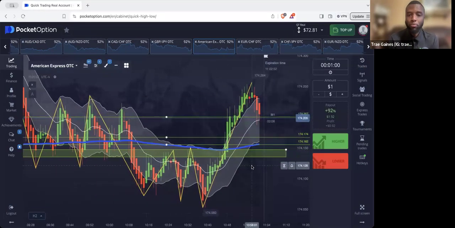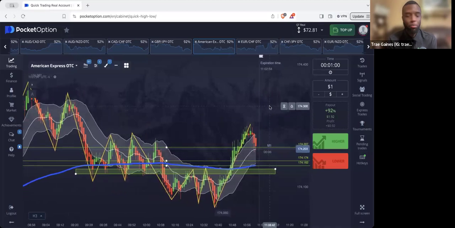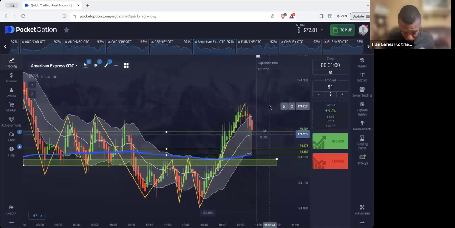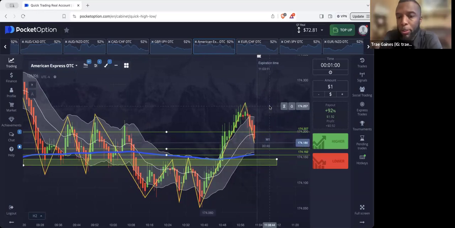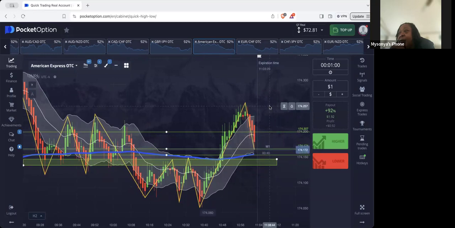So I want to leave the last couple minutes to answer any questions that you might have. This one may sound crazy, but the green higher and the red lower, those don't change, right? Yep, buy. So basically, you can just say the green is buy and the red is sell.